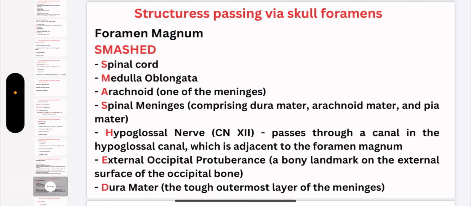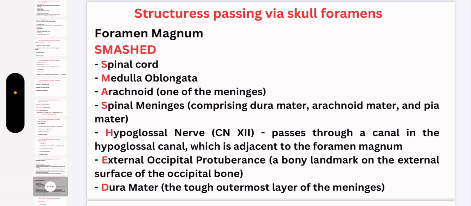External occipital protuberance, which is a bony landmark on the external surface of the occipital bone. External occipital protuberance is not a structure passing via the foramen magnum, but is so close to the foramen magnum, so I included it in the mnemonic. And lastly, dura mater, which we mentioned twice now. The tough outermost layer of the meninges. Why did I do that? I want the mnemonic to make sense.